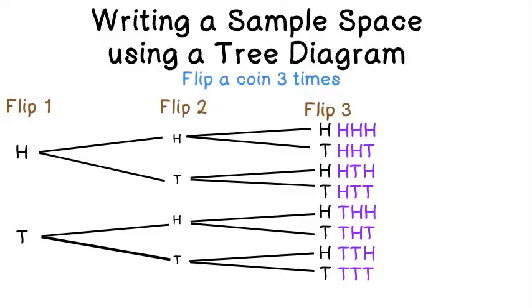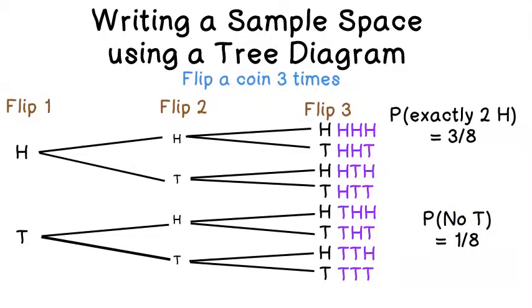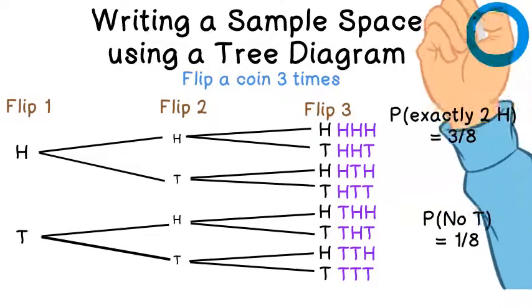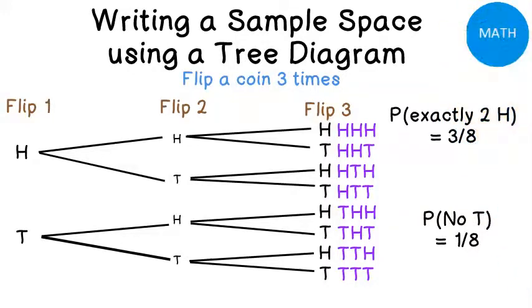I can now use this to find probability. For example, what's the probability of getting exactly 2 heads? Well, there's 3 of those that have exactly 2 heads out of the 8 total in the sample space. So the probability is 3/8. Another example is to find the probability of getting no tails. Well, only one of those has no tails, so that's 1 out of 8.